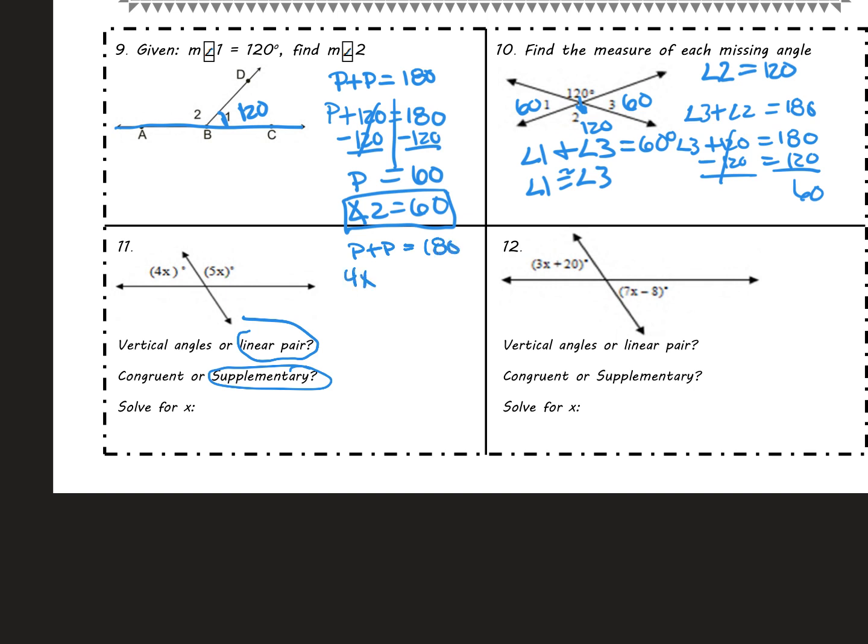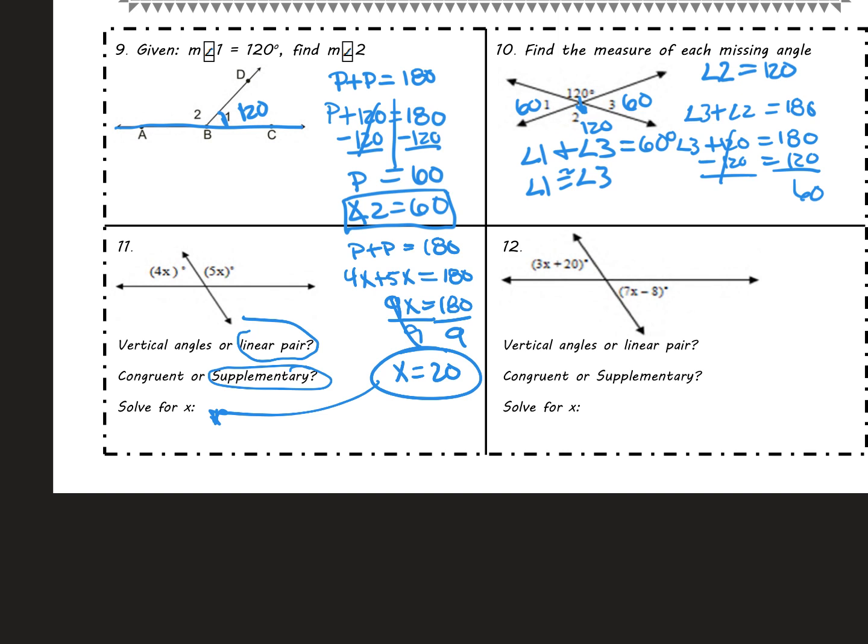So really I'm doing 4x plus 5x equals 180. So I get 9x equals 180. And then I'm going to divide this whole thing by 9. And so I'm left with 180 divided by 9, which I will get in my calculator and get 20. So x equals 20. And y'all, my question actually just asked me to solve for x. But if I asked you to plug it in, you would have to go back in and plug into the 4x and the 5x. And you'll be able to get your answers for the entire angles of that picture.